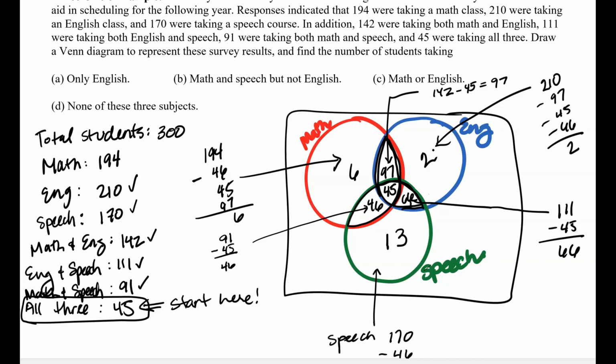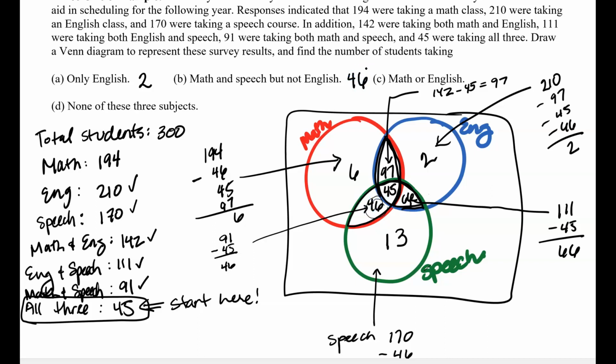That's going to be 2. The 2 is the part of the diagram where those people are only in the English circle and they're not overlapping with any of the other circles. So I'm going to say 2 there. And then math and speech, but not English. So where do math and speech overlap? That would be like where the red and green, but not English. So we're only going to go with that 46.